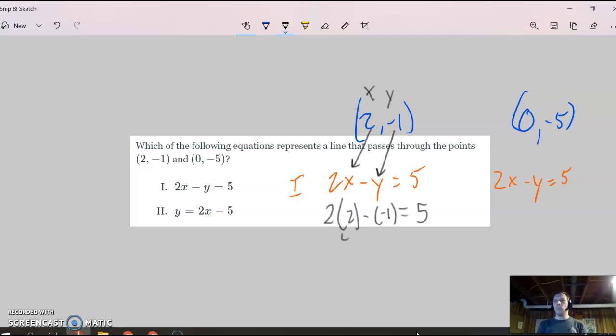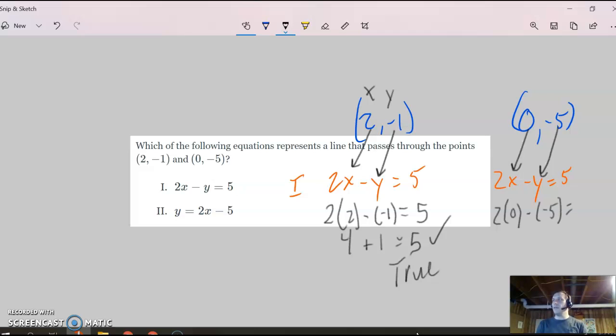So 2 times 2 is 4. Negative minus negative 1 means plus 1. So does 4 plus 1 equal 5? Sure does. That is true. Let's plug in 0 for x here and negative 5 in for y. Again, the negative 5 is showing up again. So let's do 2 times 0 minus negative 5 equals 5. 2 times 0 is 0. Minus negative 5 is plus 5. And look at that. Is 5 equal to 5? Boom. Both of those are true.